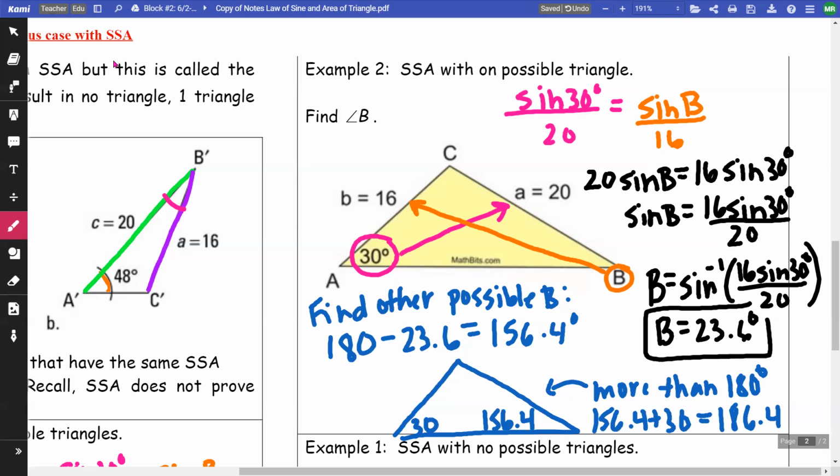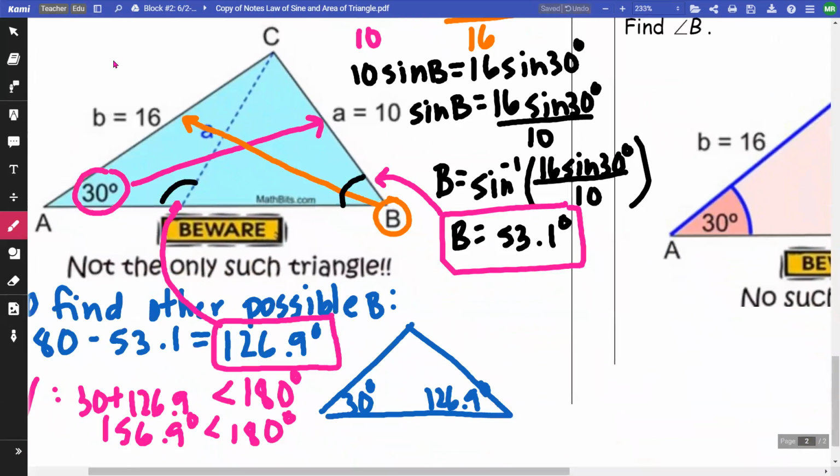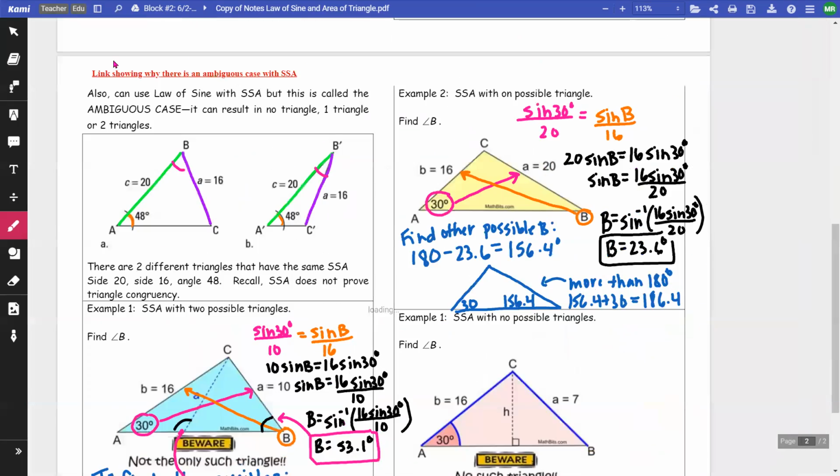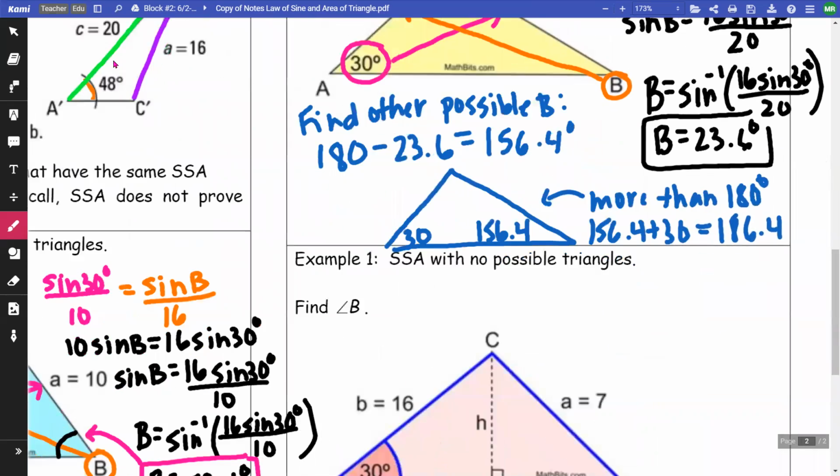So the first situation, we ended up with two totally different triangles. We had two possible angle Bs, both of them working. In this situation, we found our first B, we found a possible second B, but it did not make sense. So we have only one possible triangle, so there's only one possible B.